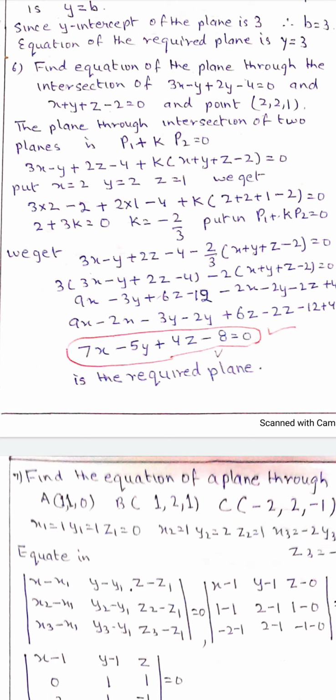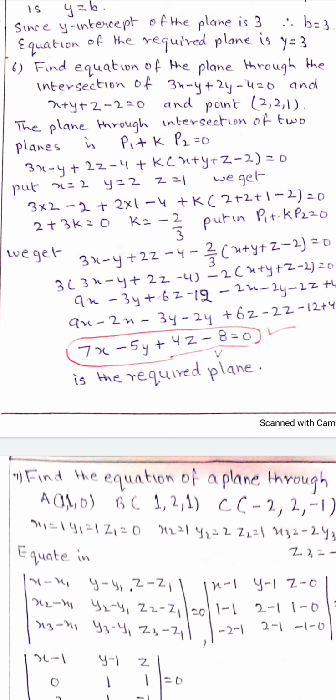Question number 6. Find the equation of the plane through the intersection of these two planes and passing through the point 2, 2, 1. How do we find out? Any plane through the intersection of any two planes is written as first plane plus k, any constant, multiplied by second plane equal to 0. So we write the first plane and second plane with constant k. Put x is equal to 2, y is equal to 2 and z is equal to 1. We solve and get the value of k as minus 2 by 3.